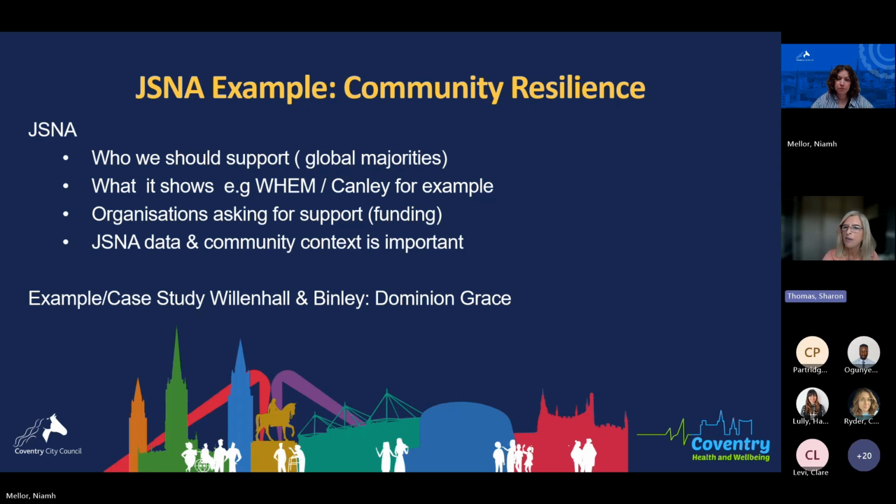And actually, where you've got poverty, you will expect that some of them will be digitally excluded as well. And of course, smokers and hazardous drinking, 12% compared to the 4% citywide. So actually, there's a few things that it's telling us there. So the Dominion Grace have come to us asking for resources, and we've thought, great, they're quite established now.